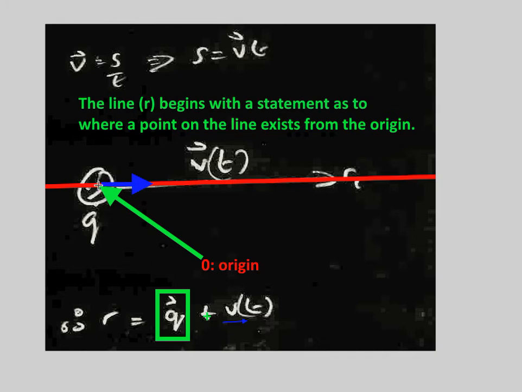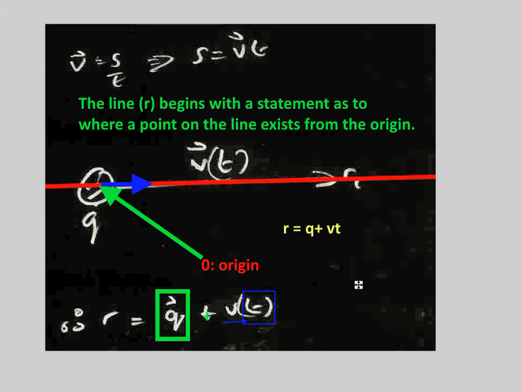So if I wanted to move infinity along the line, then T would be infinity. If I wanted to move 10 along the line, then T would be 10. If I wanted to move 5 along the line, T would be 5. If I wanted to move -1 along the line, T would be -1, and so on. So this is what T technically represents, the steps you move along the line. So therefore, we have the multiplication of T here. And there is the equation of a line. So our equation of a line, therefore, is R equals Q plus VT.